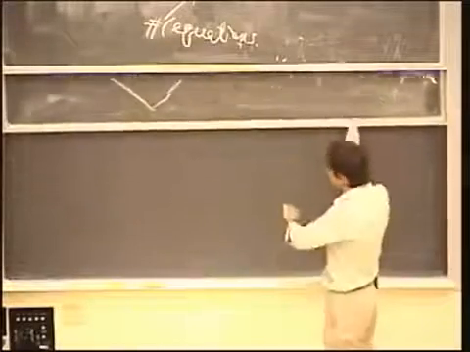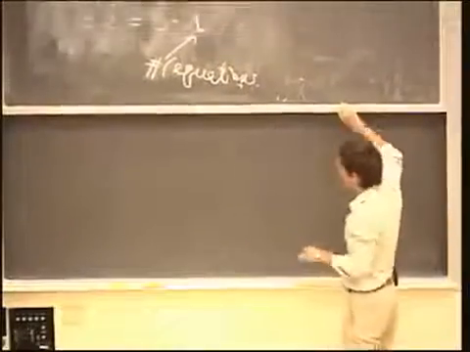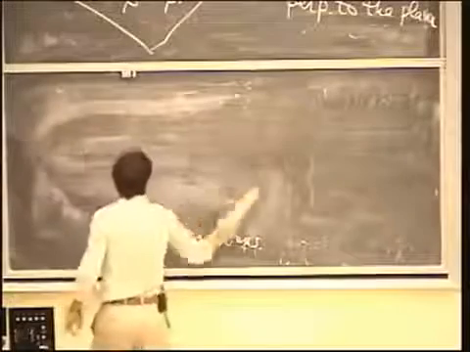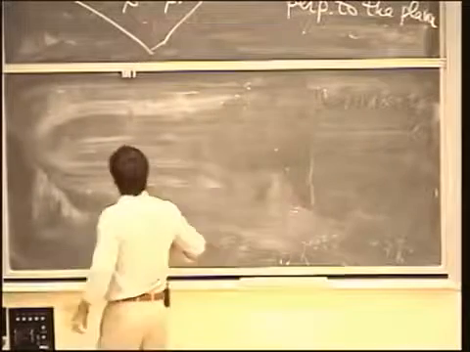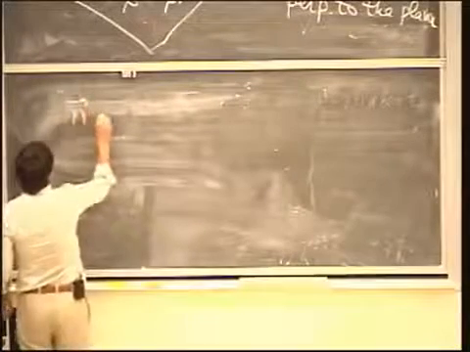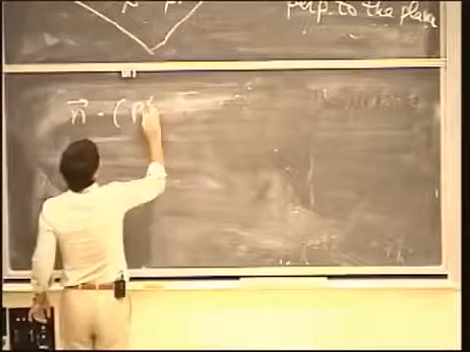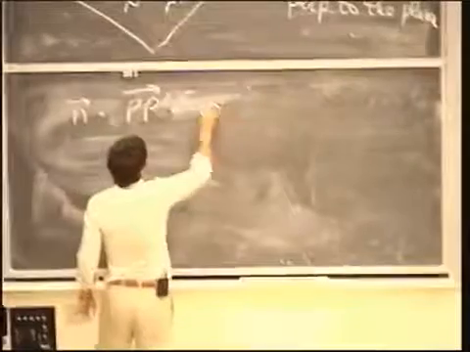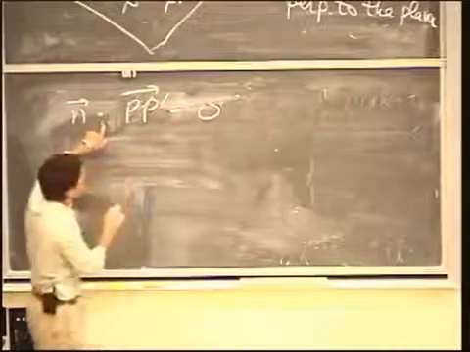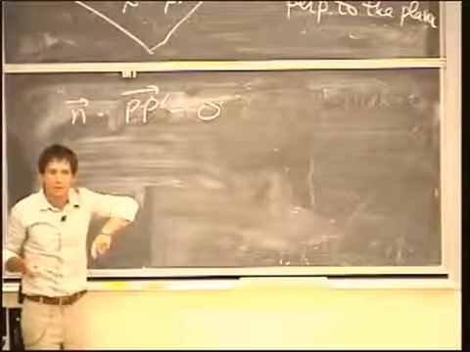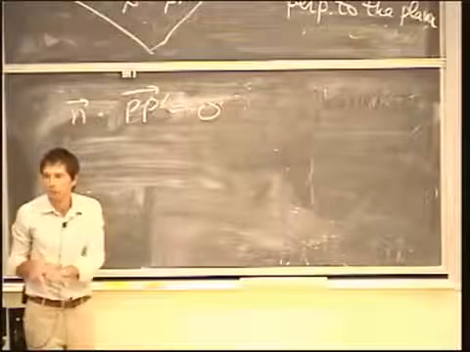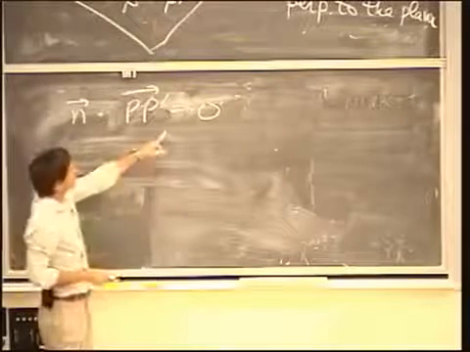So I'll just write down this equation. So the equation is that n dot PP prime is equal to 0. This is a dot product. Because remember, we discussed and we agreed that 2 vectors are perpendicular if and only if the dot product between them is 0. That's what I'm writing.